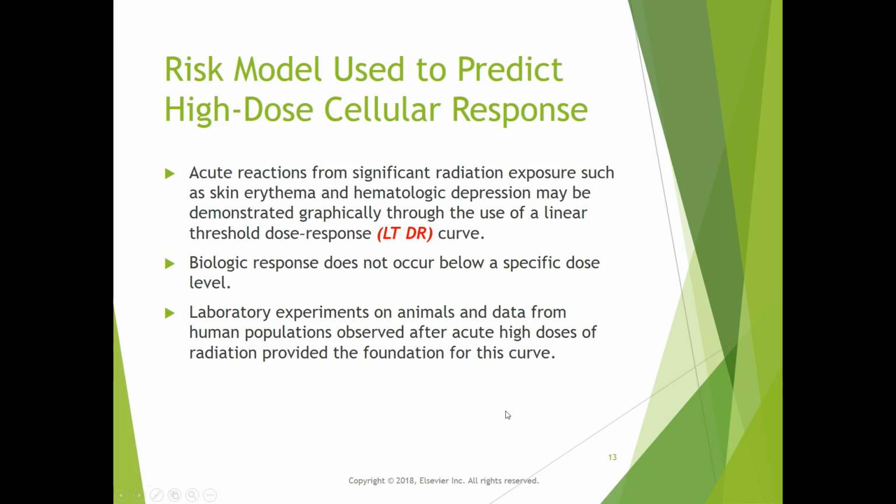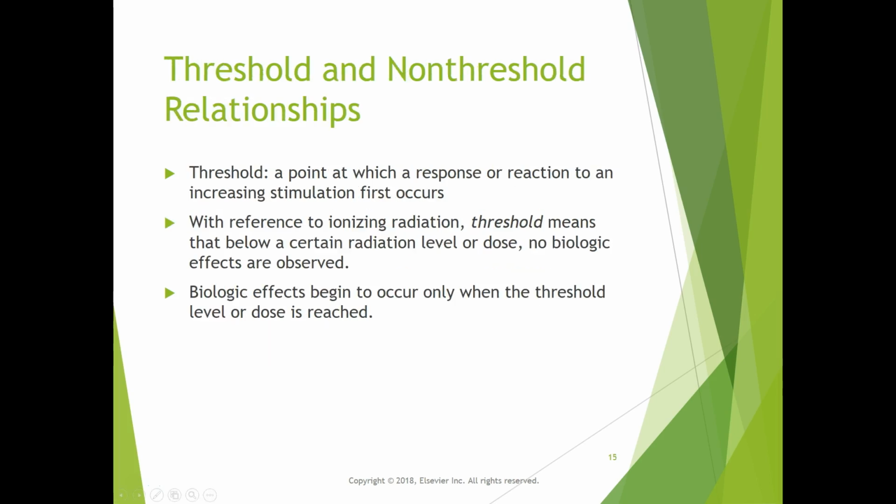Now this next curve we're going to talk about is an LTDR curve. So that is the linear threshold dose response curve. Okay, so the linear threshold dose response curve is that second curve that we looked at the very beginning. It has a bit of a threshold, follows a straight line up. This is for high dose cellular response. So this is the curve that they use when you have received a high dose. It does have a threshold, and they have taken data from laboratory experiments on animals and data from human populations that have received high doses, and that has provided the foundation for this curve.